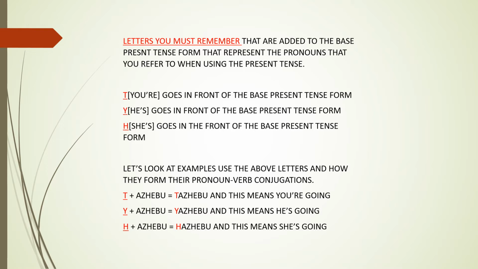Now, I want to point this one thing out before I continue. Look at the arrangement of the vowels and the consonants. Now, point to the A. That is a vowel. Now, point to the Z. That is a consonant. Now, point to the H. That is a consonant. Point to the E, that is a vowel. Point to the B, that is a consonant, and point to the U, that is a vowel.